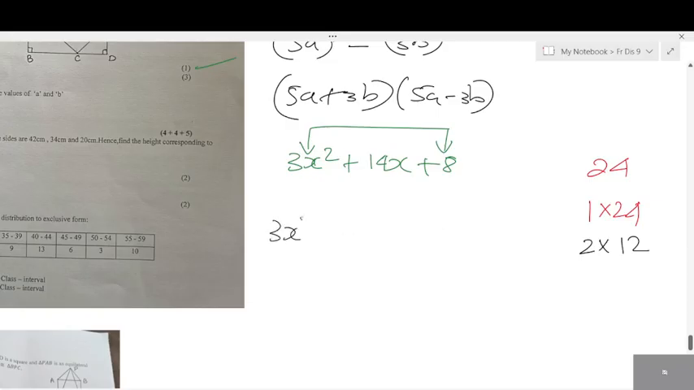Okay, let me write 3x square here. Write 2x, 12x plus 8. Where should I put this plus, students? Plus before 12. And before 2, what should I write so that we get 14? Before 2, minus? If I put minus, are we getting 14 or 10?